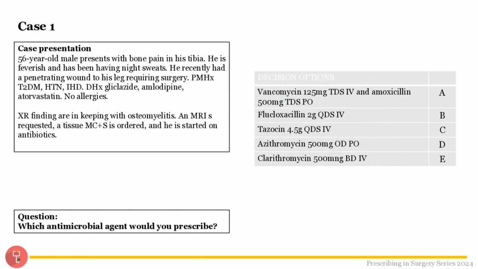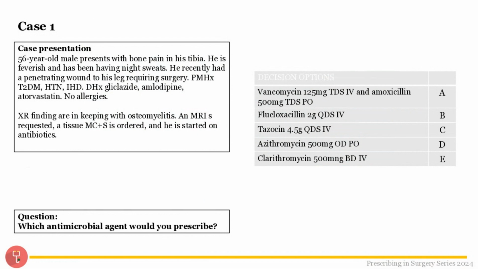So case 1, a 56-year-old man who's presenting with bone pain in his tibia. He's feverish and is having night sweats. He's recently presented with a penetrating wound to his leg. Past medical history includes type 2 diabetes, some hypertension, and ischemic heart disease. Drugs-wise, he takes gliclazide, amlodipine, and atorvastatin. He hasn't got any allergies. And X-ray findings are in keeping with osteomyelitis.